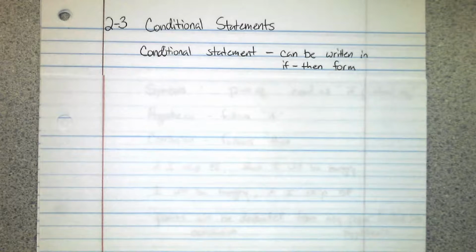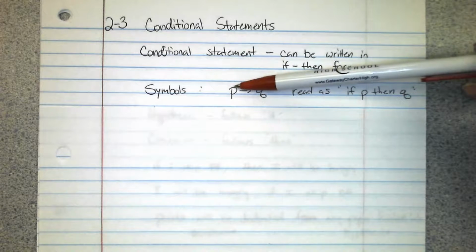Okay, welcome to Chapter 2, Section 3, Conditional Statements. Conditional statements are statements that can be written in an if-then form. For example, if I do not eat breakfast, then I will be hungry by lunch. If-then form.